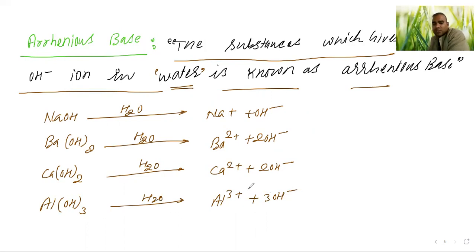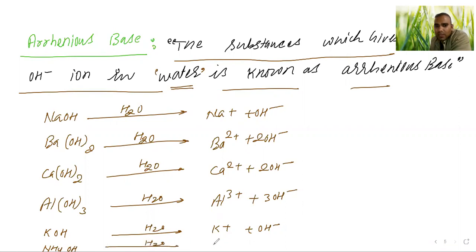Any other examples? Suppose you are talking about KOH. You dissolve KOH in water, so it gives K plus and OH minus ion. If you write NH4OH and dissolve it in water, what is it going to give? It gives NH4 plus and OH minus. So what is the meaning of this?